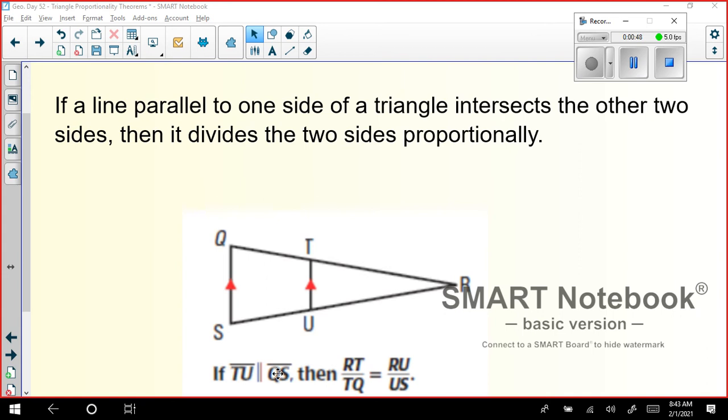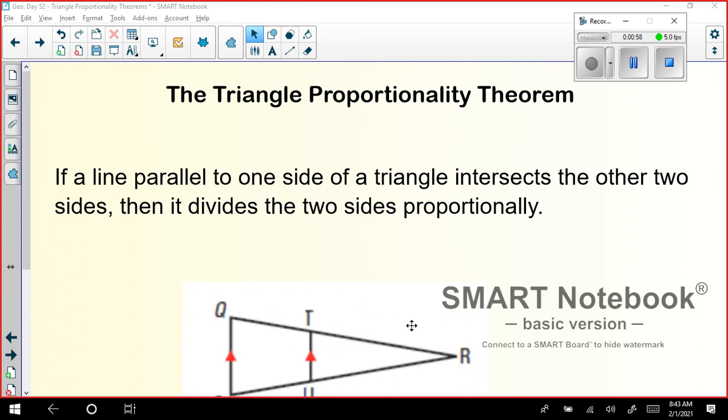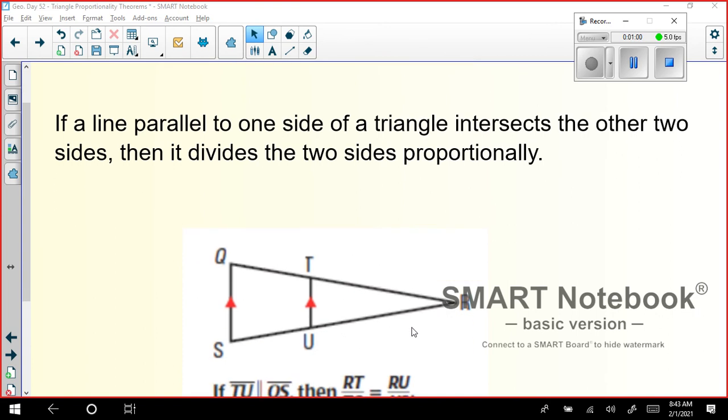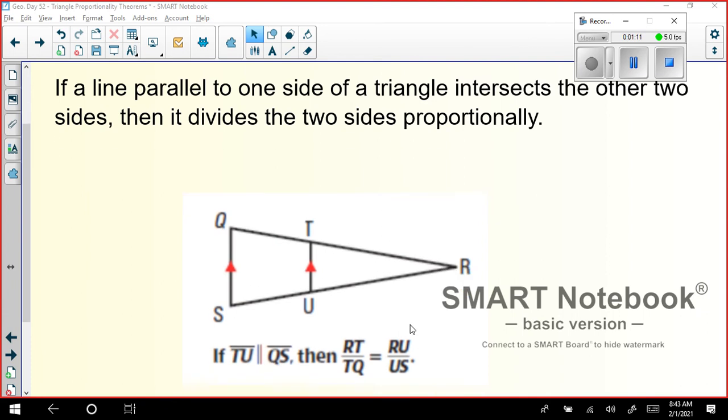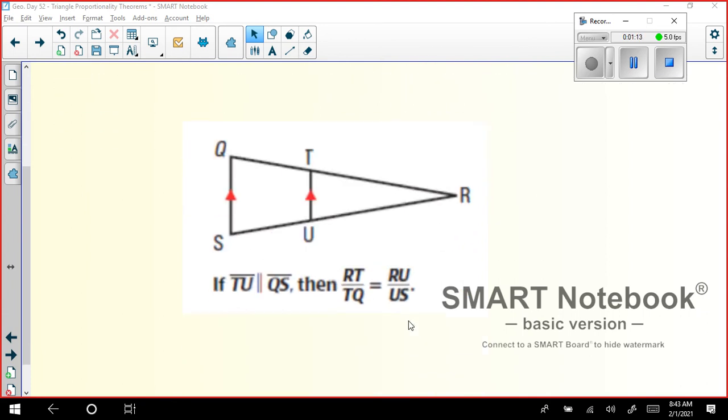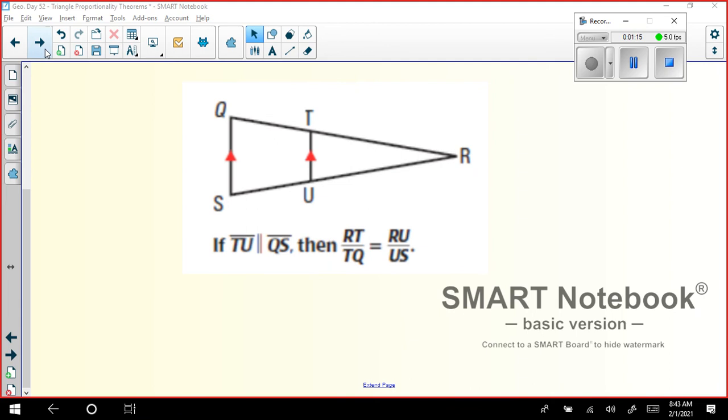If TU is parallel to QS, then RT over TQ will be equal to RU over US. This is your first theorem of triangle proportionality, and it's called the triangle proportionality theorem. If there is a line that is parallel to one side of the triangle and intersects the other two sides, then it divides the two sides proportionally. We'll see a few problems based on them. But let's see the next slide.